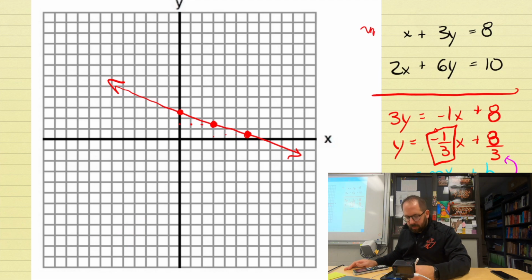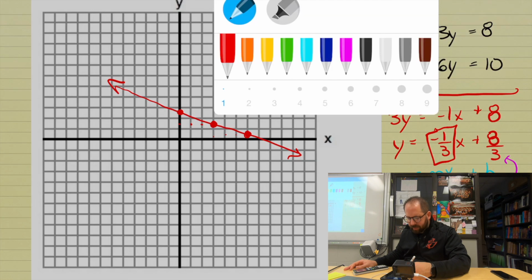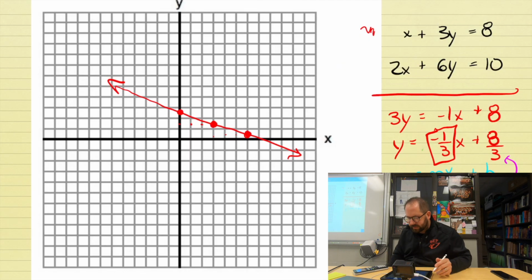Second line, I'll pick a different color, maybe black, so you can really tell the differences. All right, the second one right here, I'm going to do in a blackish blue color. I'm going to rearrange that one as well, so I'm going to move that 2x over, so it becomes a negative 2x, plus 10. Divide everything by 6, so y is equal to negative 2 over 6x plus 10 divided by 6.